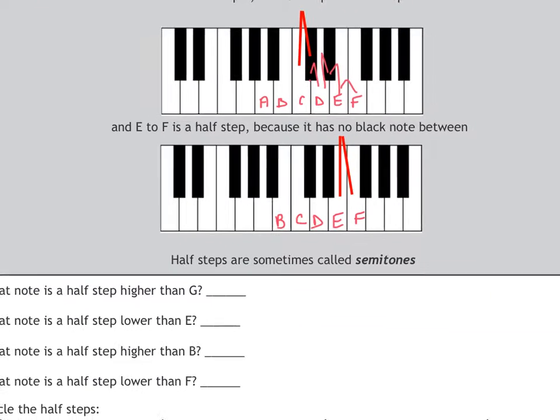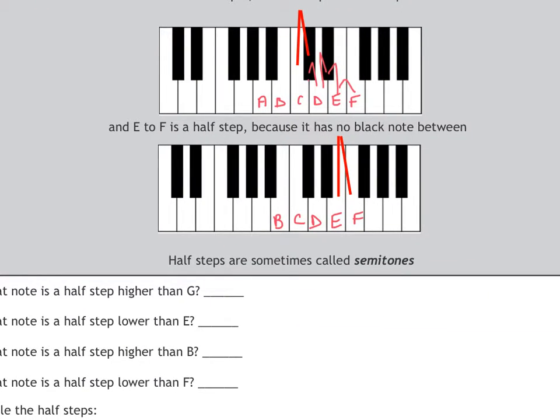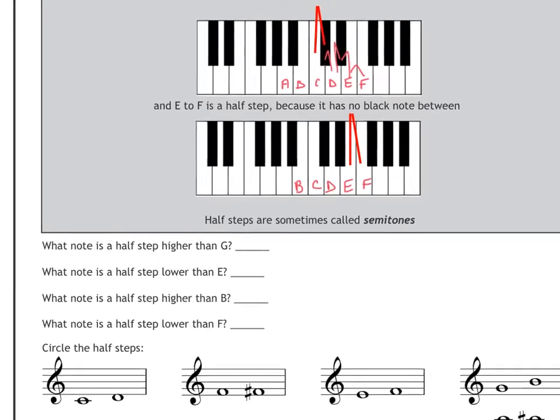The other term for half steps is semitones. That's more the European term. But if you hear the term semitones, that's exactly the same thing as a half step. I will often use the word half step. Sometimes I'll say semitone, whatever comes out at the moment. They really do mean the same thing.